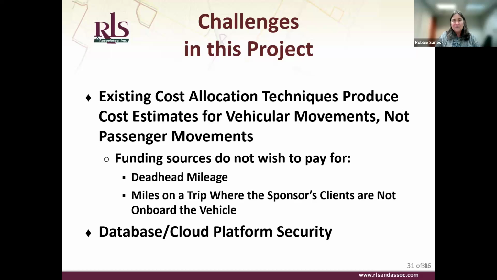And then one of the issues we had to focus on with our model is making sure that, because it has financial information in it, whatever cost allocation method is used needs to be protected, and whatever platform is used needs to have the necessary security.